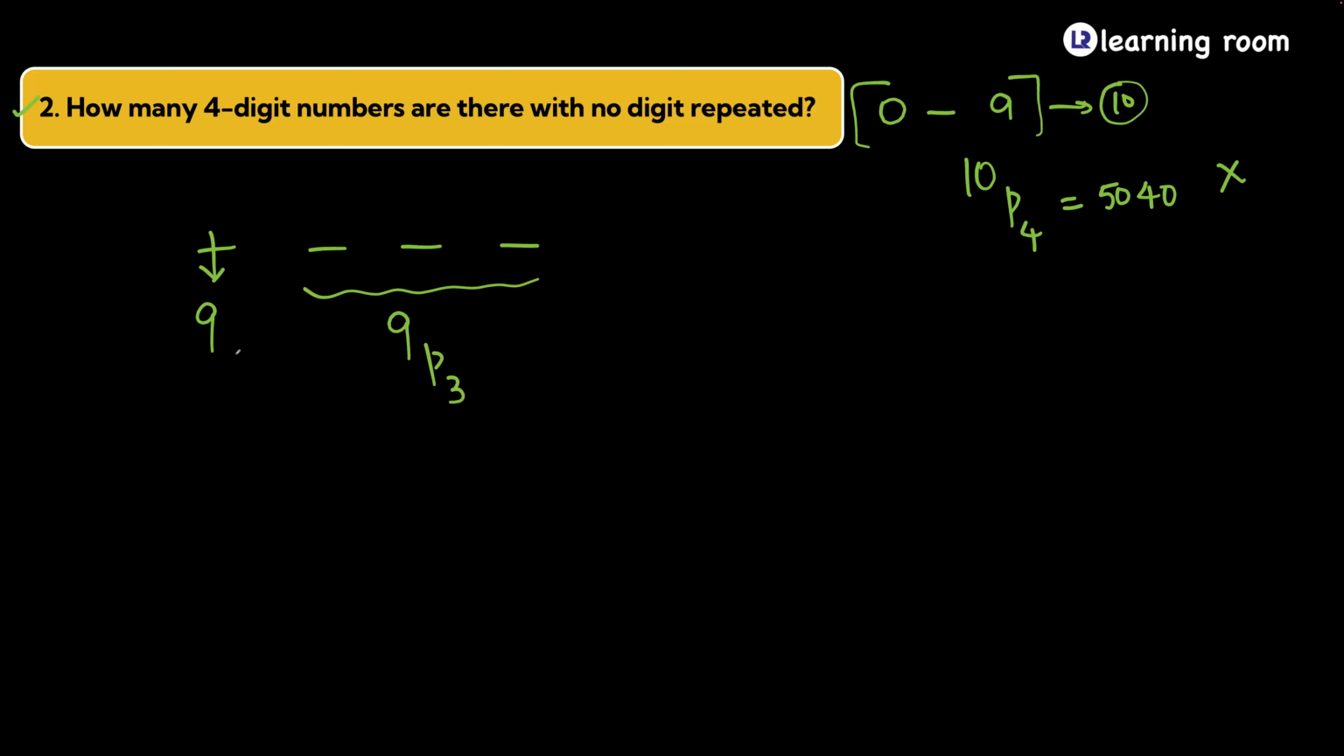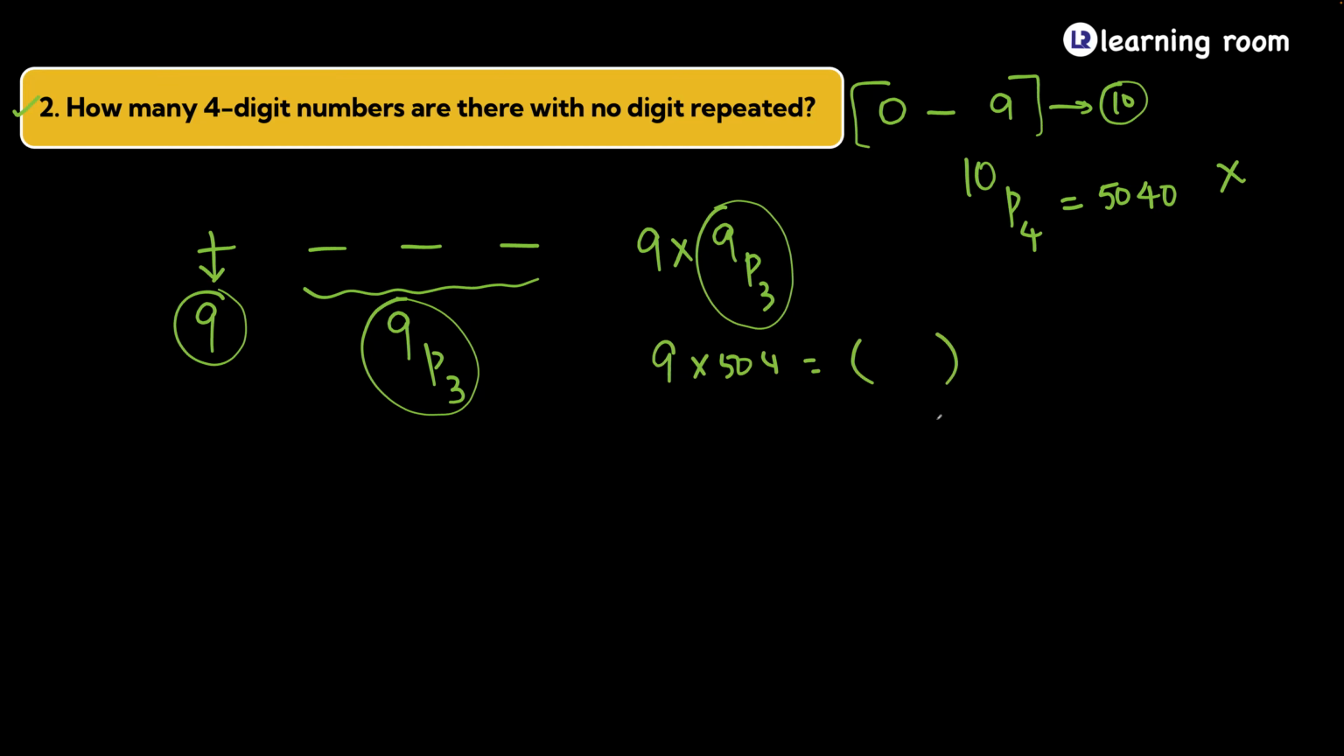Meaning, this and this should happen simultaneously. So, using the multiplication principle, what can you say? It is going to be 9 into 9p3. 9p3 we would have got the answer in the previous problem. What is the answer for that? It is 504. So, 9 into 504 should be the answer.